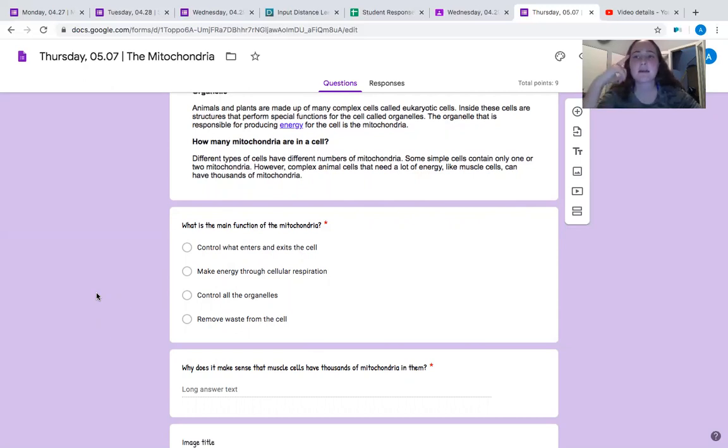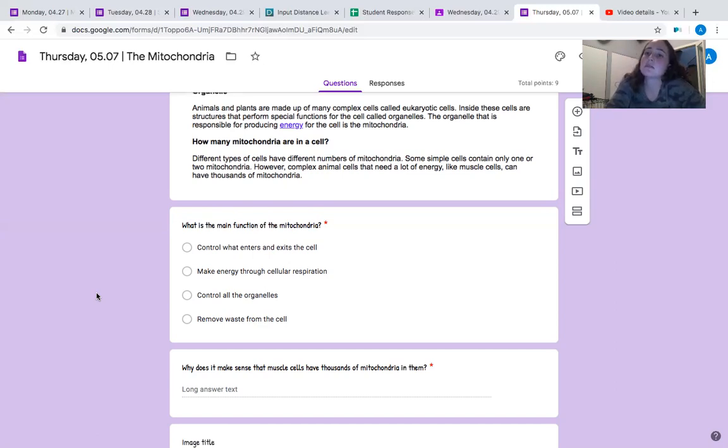In your head, think about A. It says controls what enters and exits the cell. What does that? You should be thinking cell membrane. Then C says control all the organelles. In your head, think about it. What does that? Nucleus is what you should be thinking. The last one removes waste, but it's actually technically the cell membrane as well. We'll talk about that more.